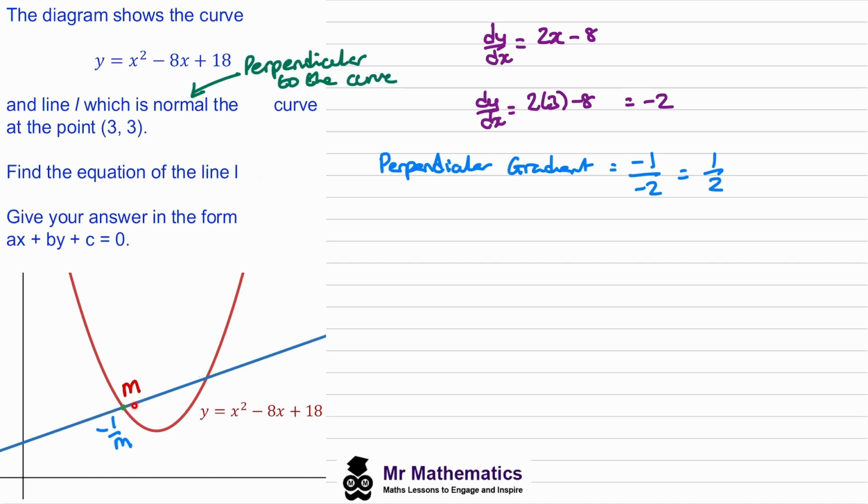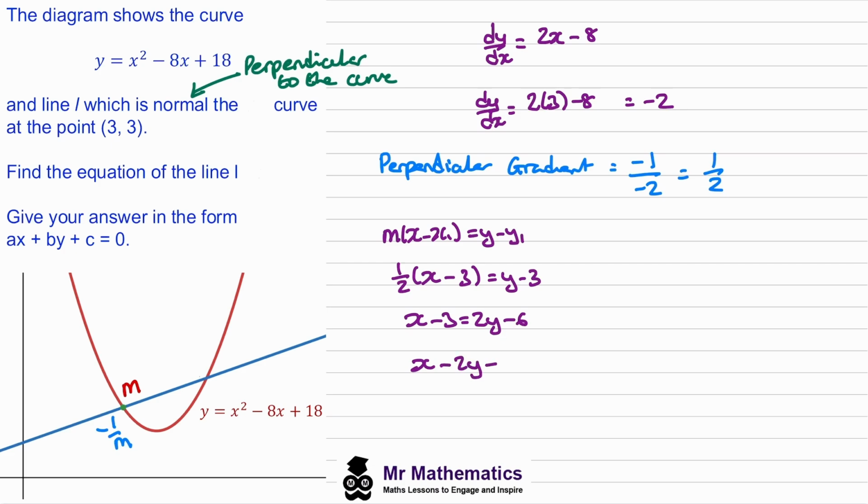And we can find the equation of this line using this standard equation. We'll substitute the 1/2 in place of m. We know our x coordinate is 3. Our y coordinate is also 3. We'll move the 2 to the right hand side, so x minus 3 will equal 2y minus 6. And then we'll make this equal 0. So x minus 2y plus 3 will equal 0. So this will be the equation of the normal.